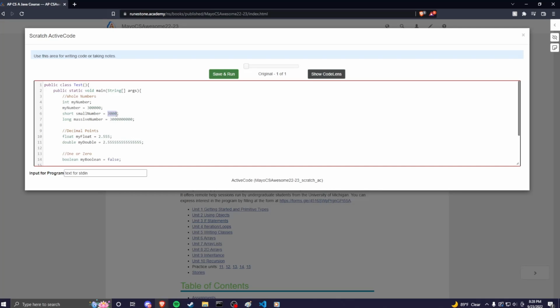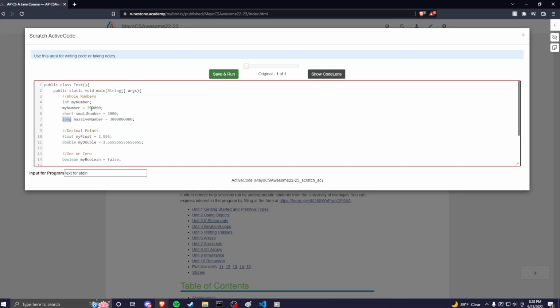Okay? Now, a long is significantly larger. So an int is the base, right? A long is 2 times as big as that, while a short is 1/2 the size of an integer, right? So a long can store absolutely massive numbers, and a short stores relatively small numbers, okay?